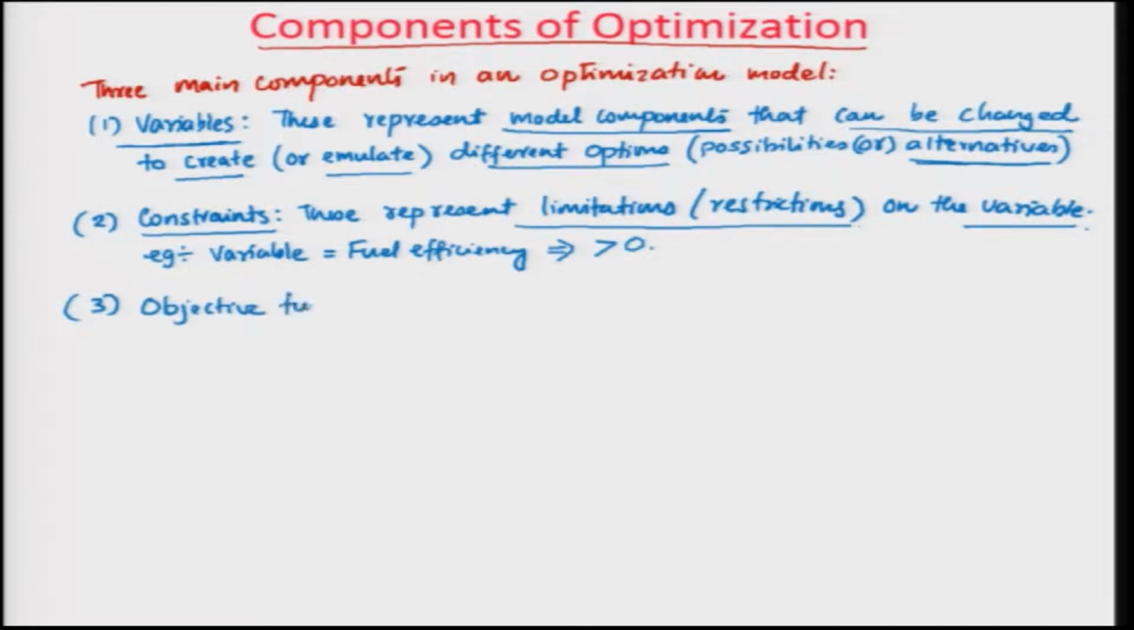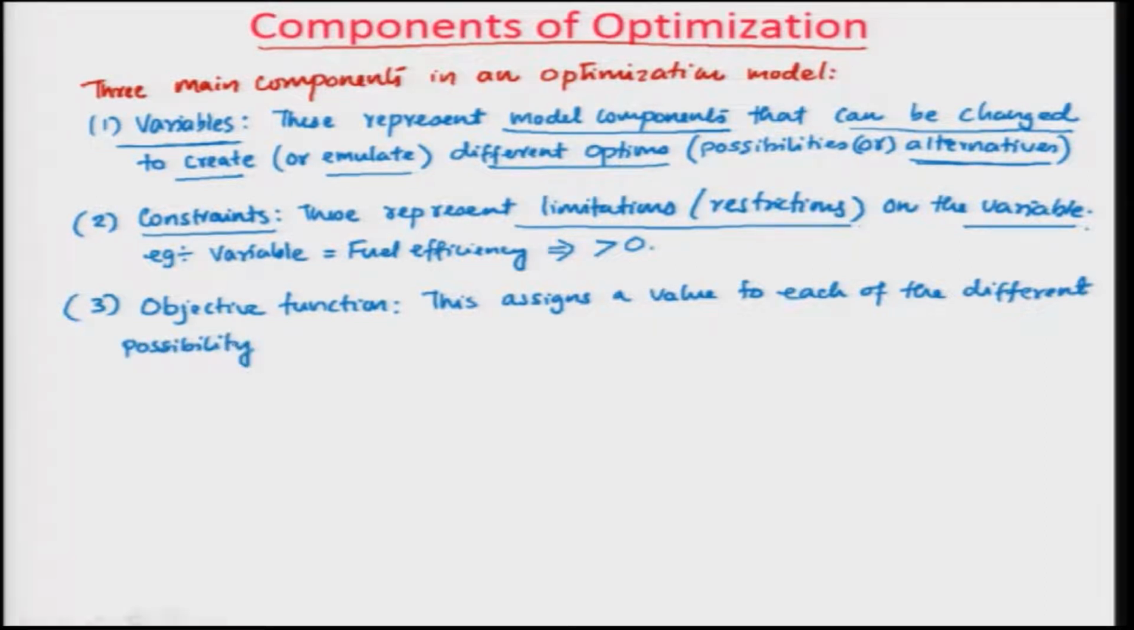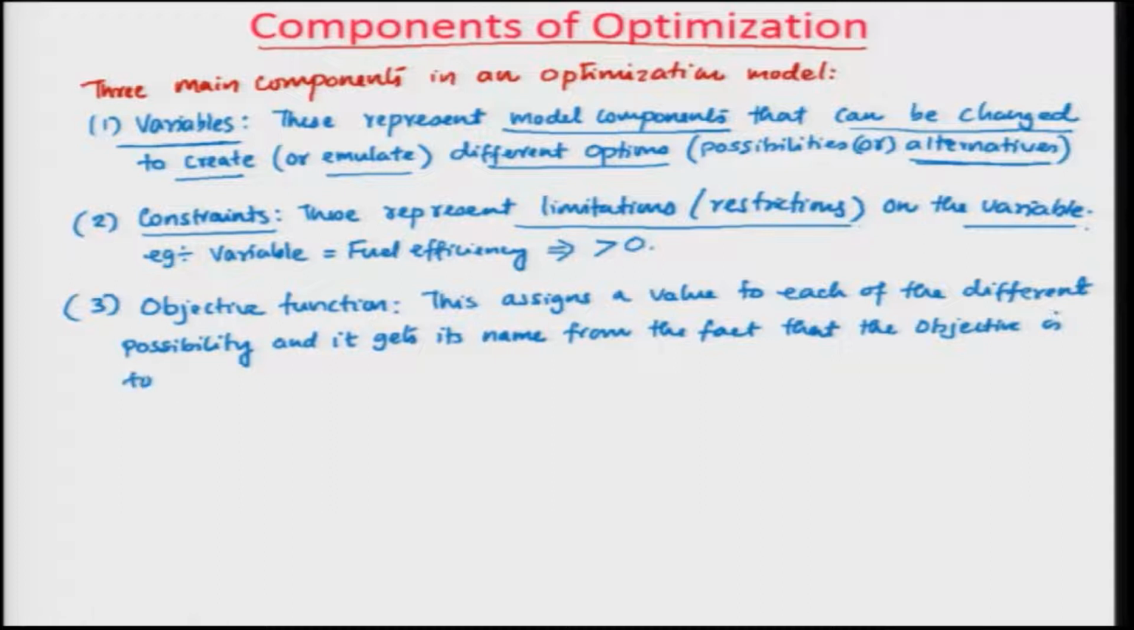Many of you might have heard about this term, objective function. What the objective function does is assign a value to each of the different possibilities, and it gets its name from the fact that the objective is to optimize this function.